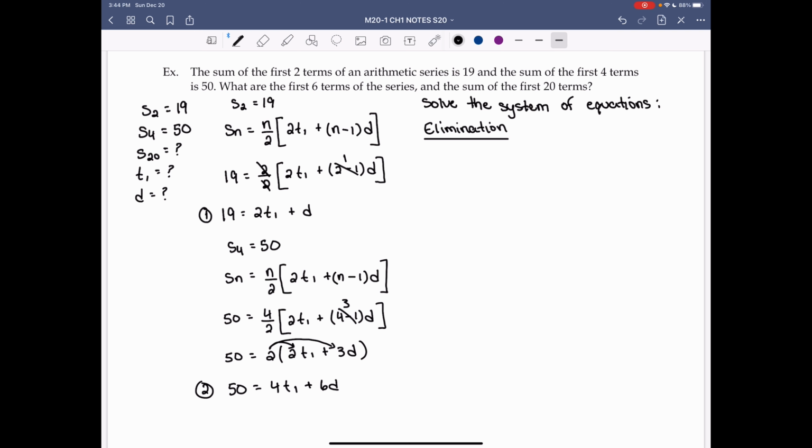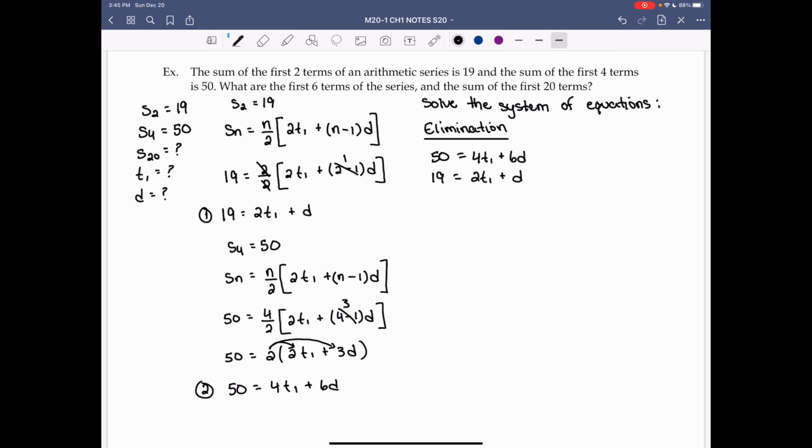For elimination, I have to make sure the equations are lined up. So I have constant term, then equals, then the t1 term, then the d term. So those are lined up the same way. Then I can write one over the other, so I'm going to put the one with bigger numbers on top, but it doesn't matter. 50 equals 4t1 plus 6d, and then 19 equals 2t1 plus d.